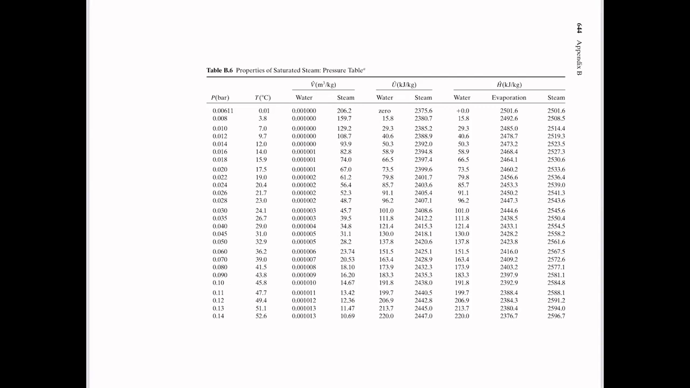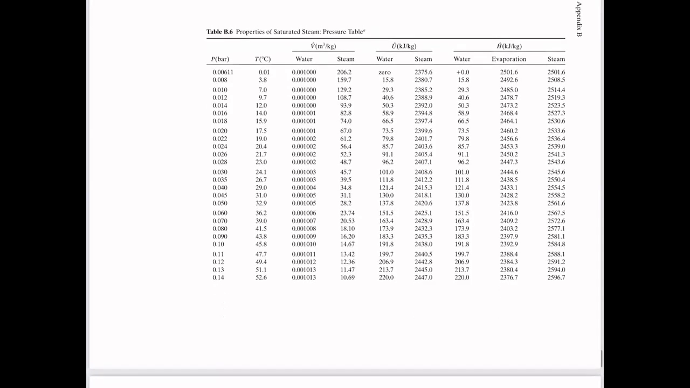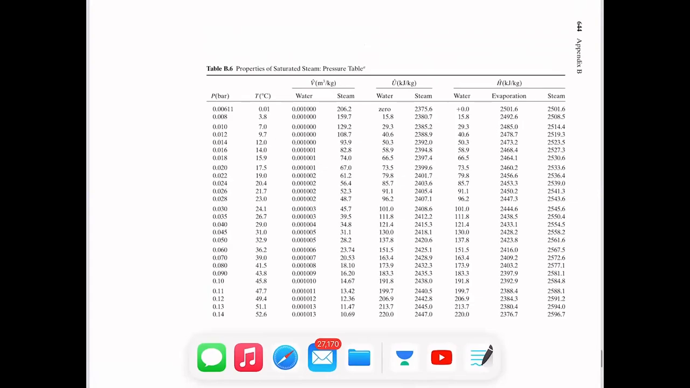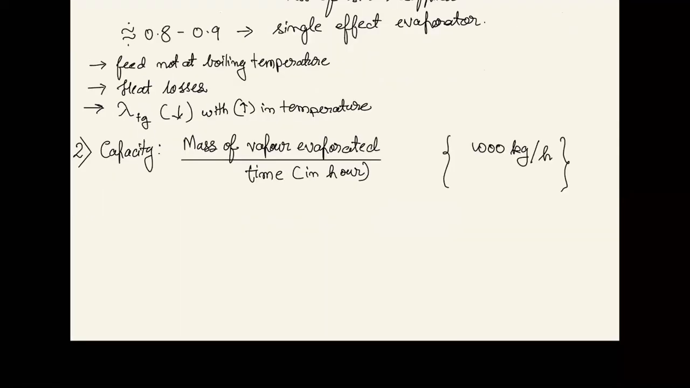Now the second energy that we require is the latent heat of evaporation. So the process is something like this. So we have water, we try to heat it from water.